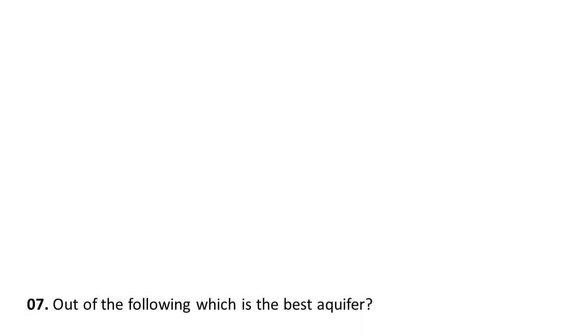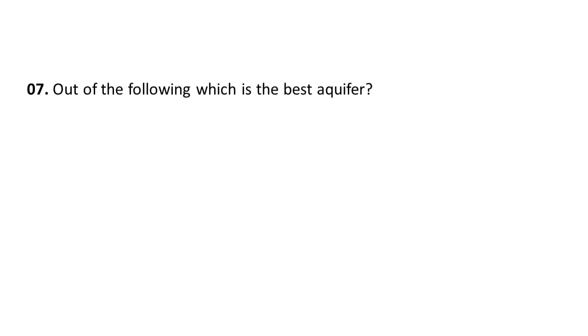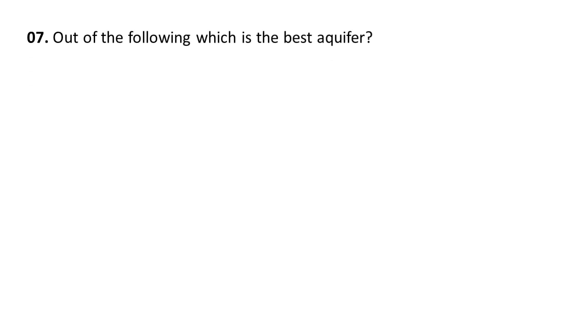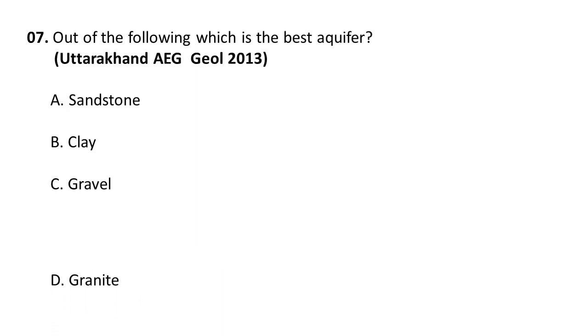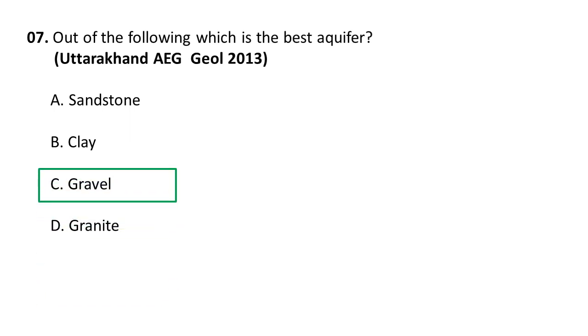Next question. Out of the following, which is the best aquifer? The choices are A. sandstone, B. clay, C. gravel, D. granite. So, gravel is the best aquifer because it is a porous and permeable material, and it is made up of loose rock fragments. Naturally occurring gravel deposits are important aquifers because of their high hydraulic conductivity. So, C, gravel, is the correct option.